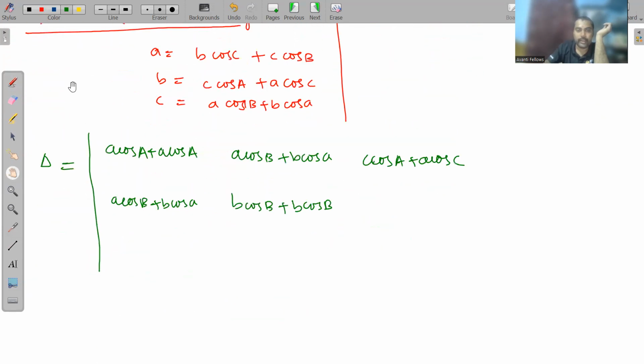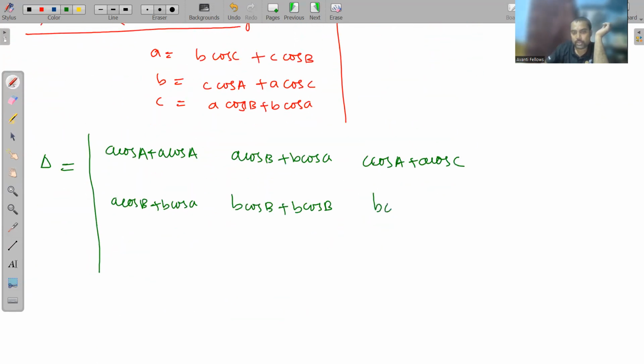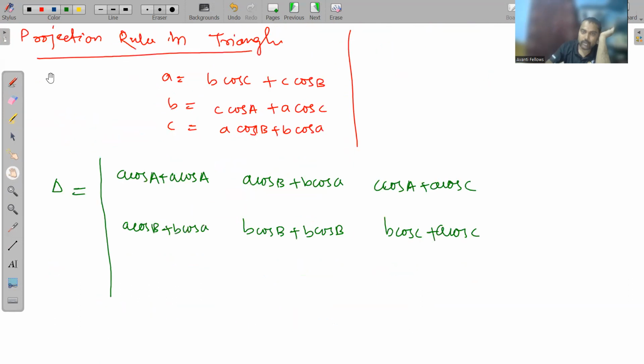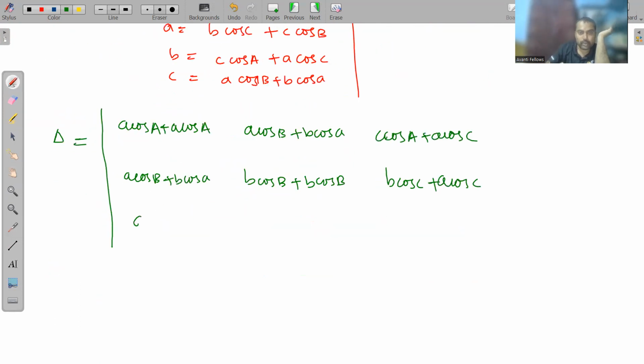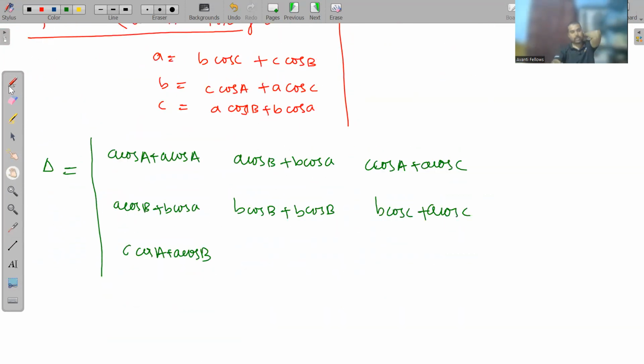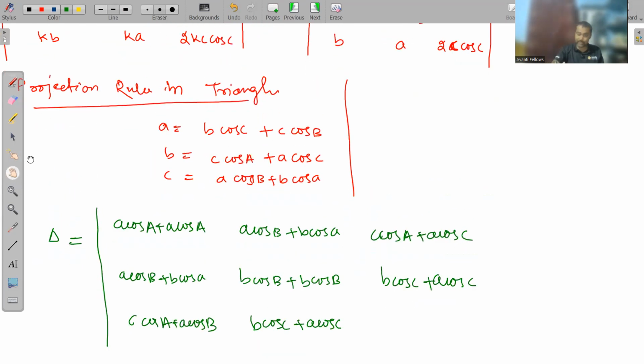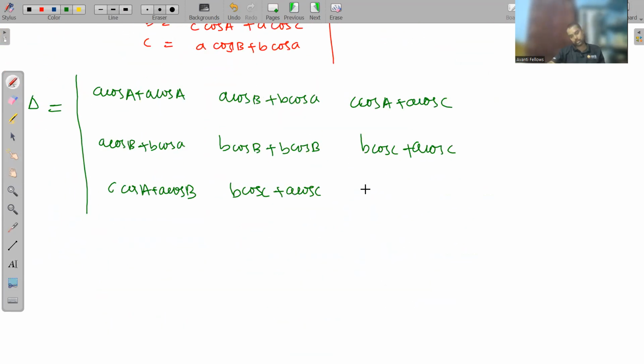And in place of a, what can we write? b cos C plus a cos C, and in place of b, I can write c cos A plus a cos B, and in place of a we can write b cos C plus a cos C, and in place of 2c cos C, we will write c cos C plus c cos C.